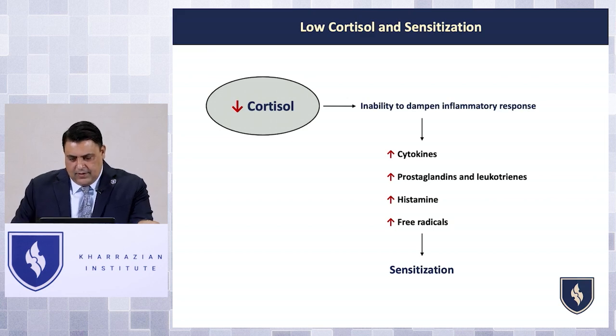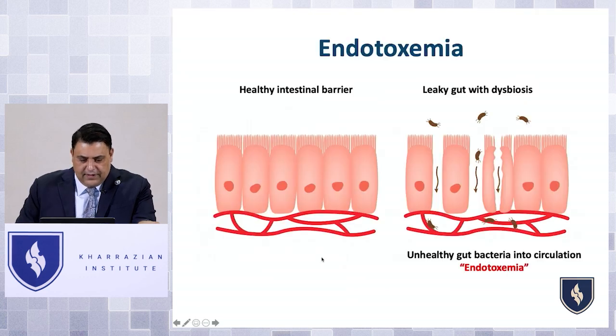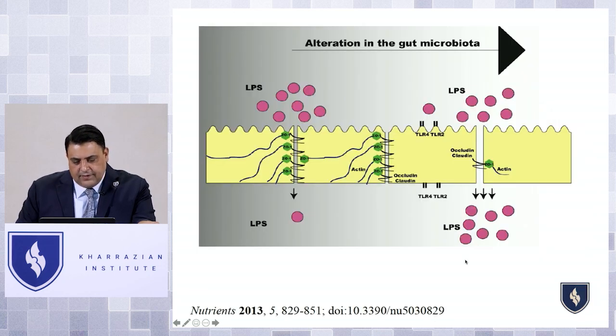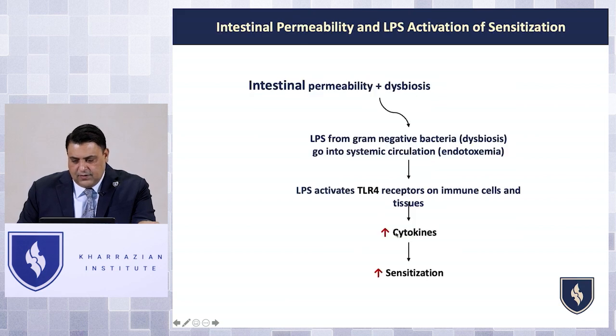So that's really important. And then leaky gut patterns with endotoxemia. So if someone has a healthy gut barrier, that's great. If they have a leaky gut barrier plus dysbiosis, these gram-negative bacteria can get into the bloodstream. That's called endotoxemia. And we talked about this in the Cross Institute GI course. But these lipopolysaccharides that cross have the ability to then bind to toll-like receptors that create systemic inflammation, and those things then sensitize and lead to chronic pain. So here you see intestinal permeability and dysbiosis, LPS from gram-negative bacteria go into systemic circulation to get endotoxemia. LPS activates TLR4 receptors in immune tissues, cytokines, and then sensitization.